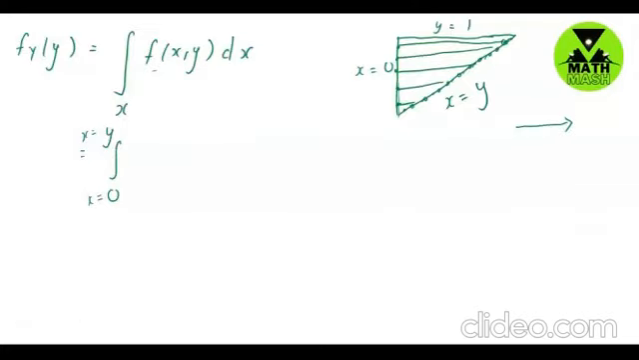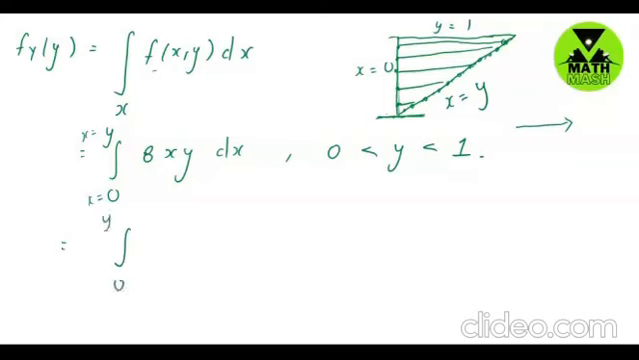So substitute the function value 8xy, and now integrate with respect to x. And here y varies from where to where? The lower value of y, the bottommost point, is 0, and the uppermost point is 1, so y varies between 0 to 1. So x is going from 0 to y, so this is 0 to y, and 8xy dx.